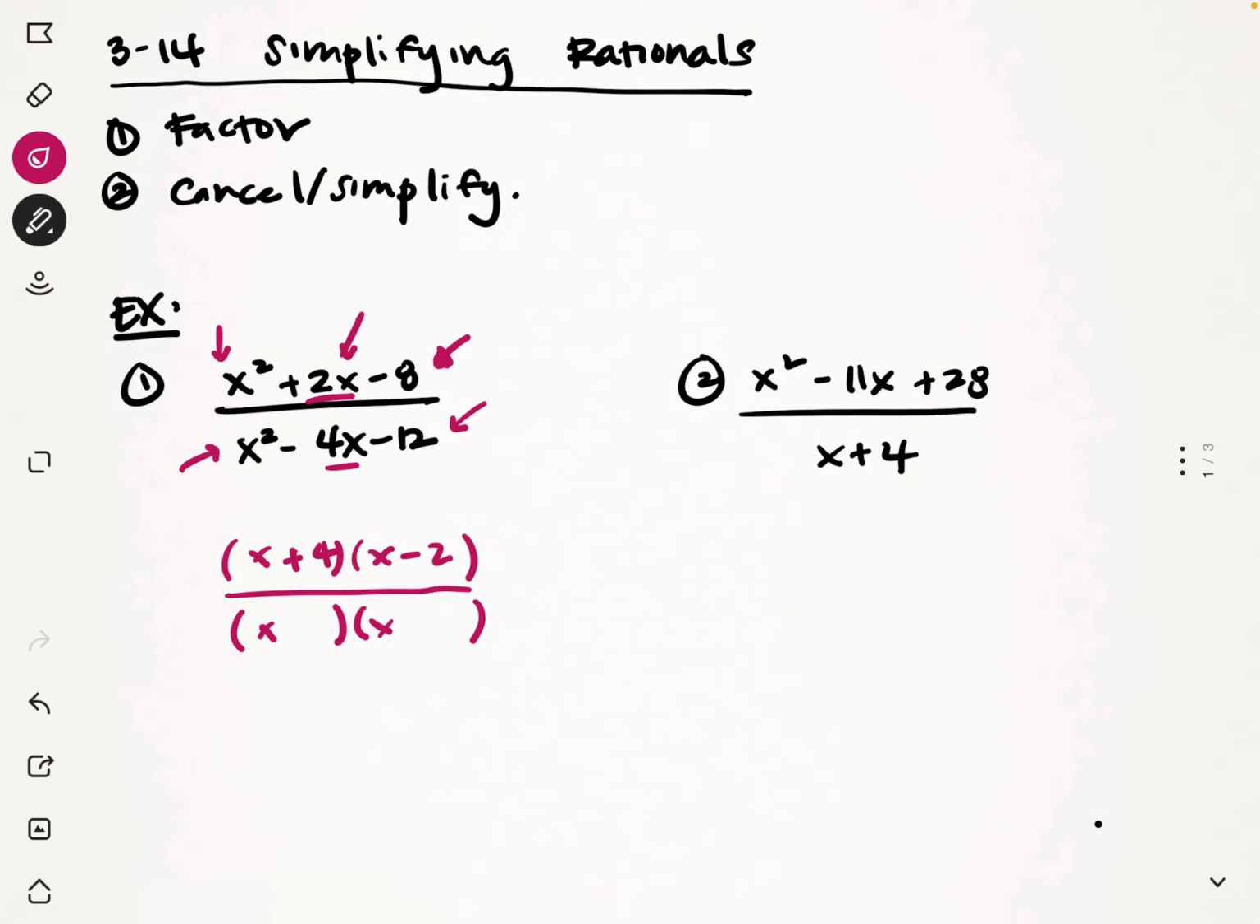Now on the bottom, same idea. This time what multiplies to get negative 12 but adds to get negative 4? We know that's going to be negative 6 and positive 2. Yep, negative 6 times 2 is negative 12. Negative 6 plus 2 is negative 4. Unfortunately here we can't simplify anything else, so we're going to leave it. If there was anything common in the numerator and denominator, we could cancel it out, but in this case there's nothing to cancel. We'll leave it.